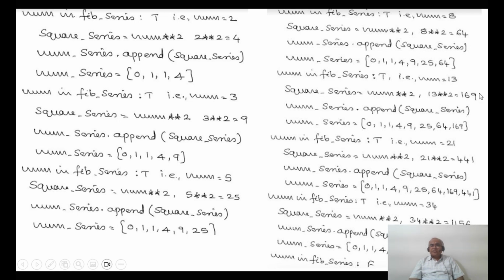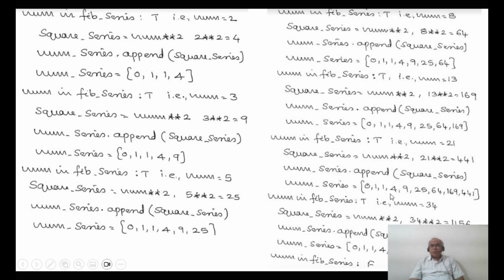So 13 square is 169. Append that. So you can see 169. Then, is num in fib series? Condition is true. So num is equal to 21. So what is the square series? Square series is equal to num square. So that is 21 square. You are going to get 441. So append that to the num series.